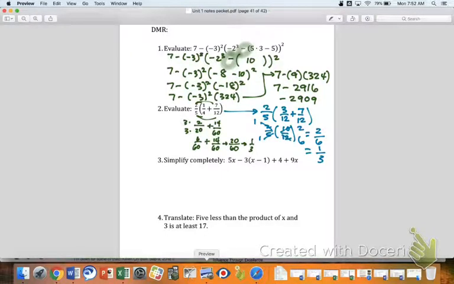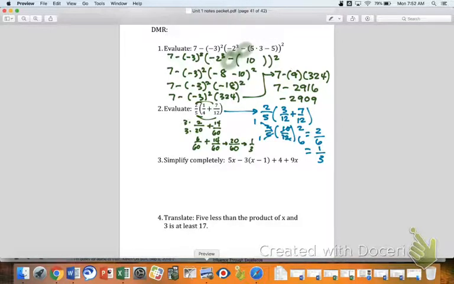It's the same answer. So whether you distributed, like Ben suggested, or followed order of operations correctly, like others suggested, you get the same answer as long as you do it correctly, as long as you don't make stuff up or make a silly mistake. So take a look at numbers 1 and 2. Any questions at all from numbers 1 or 2?